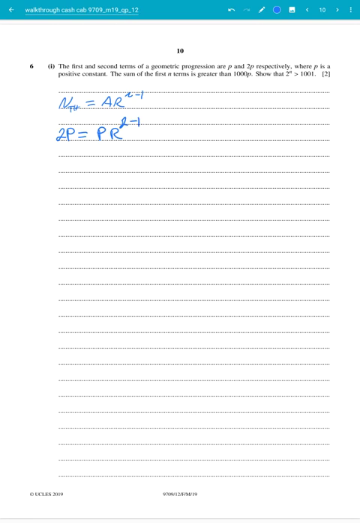So geometric, so we're talking nth term is a r to the n minus 1. So 2p is equal to p r to the 2 minus 1. So 2p equals pr. R is equal to 2. So A is P, R is 2. So the first and second terms are p and 2p, and the sum of the first n terms is greater than 1000p.